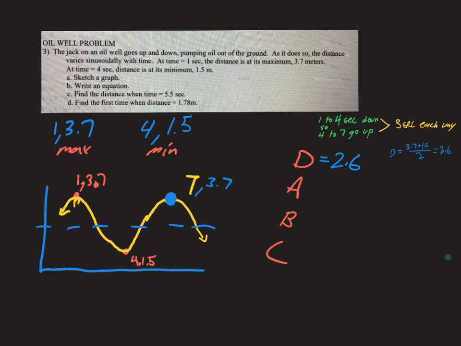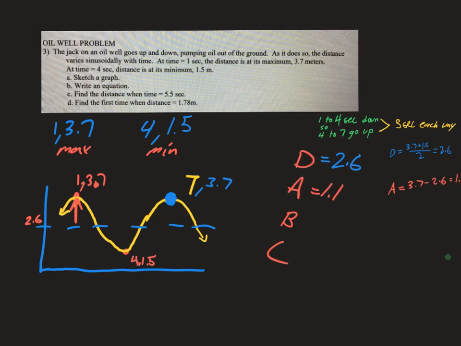Let's go ahead and find our next value. That's going to be A. Remember, A is my amplitude. And we can just say going from my D value, which was 2.6, all the way up to my maximum. So we can say A is 3.7 minus 2.6, and you should get 1.1. So that's going to be my A value. And now we've got to calculate the B value, okay?